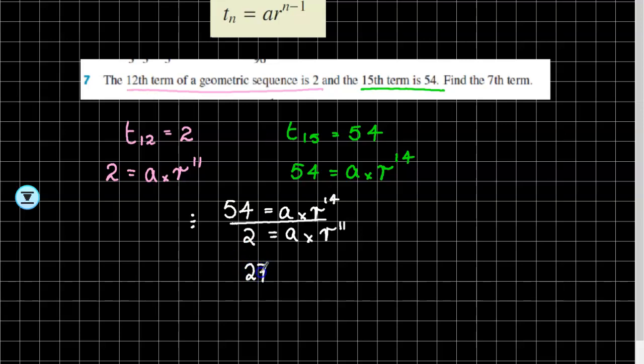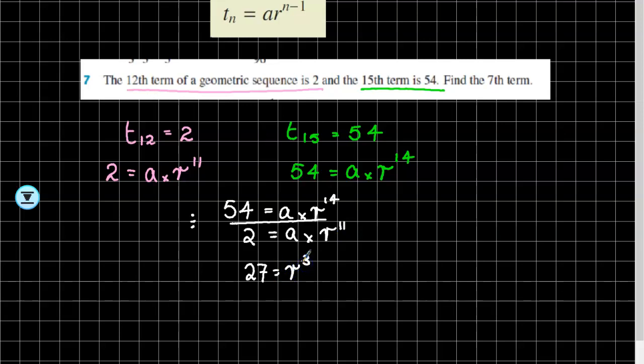Now the bonus of when we do this, 54 divided by 2, 27. What's A divided by A? 1, so that cancels out. But here I've got R to the 14 divided by R to the 11. I'm dividing by the same base. When I divide by the same base, what do we do to our powers? We subtract them. So this then becomes R to the power of 3.